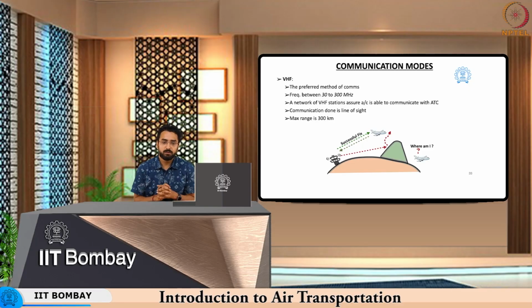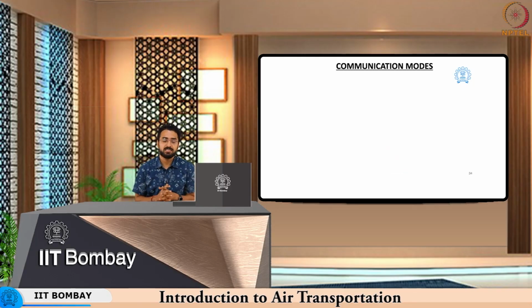Because of the presence of this type of constraint, the overall communication range associated with the VHF communication mode is constrained up till 300 kilometers only, and it is also not available in the polar locations.